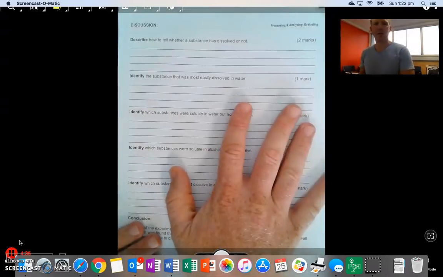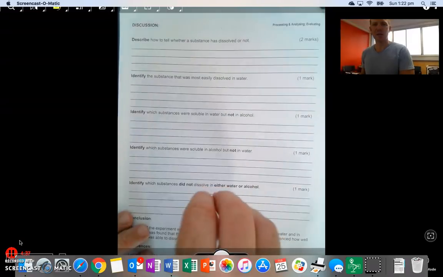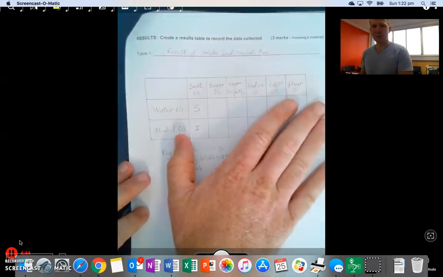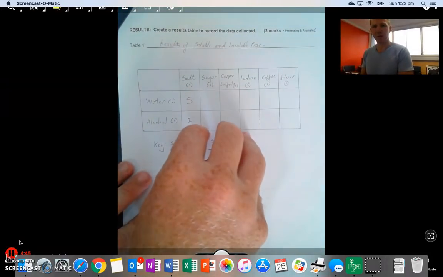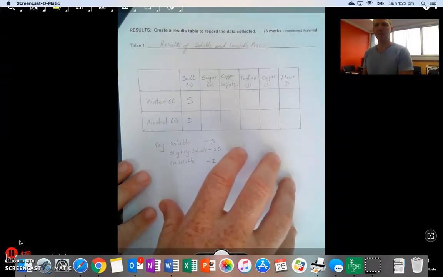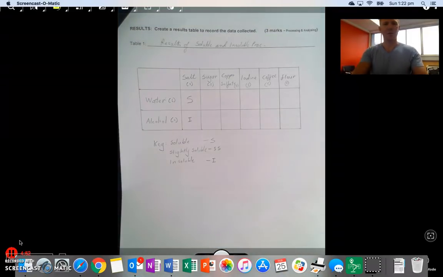So that's how you go do it. Take your time. The key thing is to read and understand the question first. Use your results table. Make sure you've done a good one, make sure it's neat, easy to understand, clear, and present your data well. Then you'll be fine. All right, I hope you found this helpful.